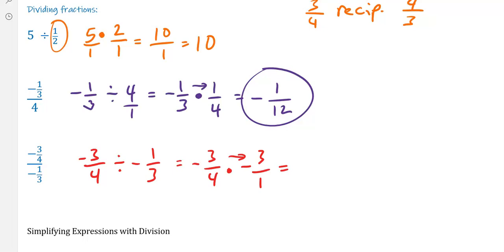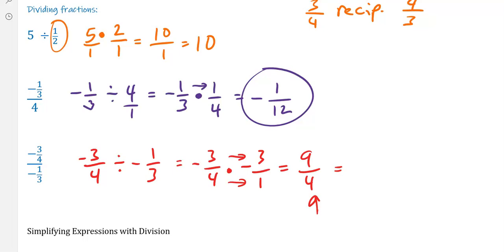Now negative times negative is positive, so my answer is going to be positive. And 3 times 3 is 9, and 4 times 1 is 4. 9/4. Now that's a perfectly good fraction. I like that. If you wanted to change it to a mixed number, you can, but you don't have to.